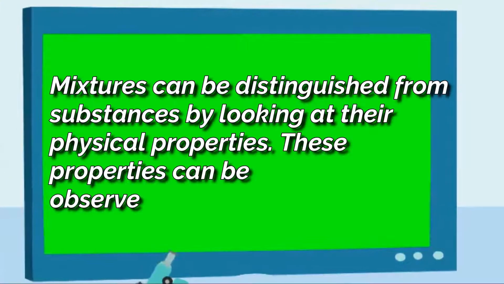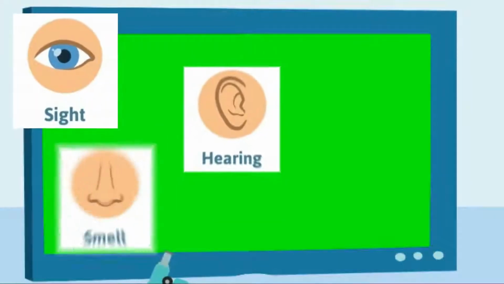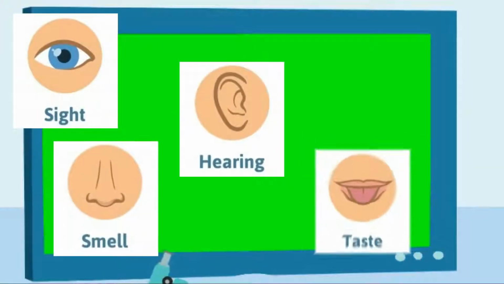How are mixtures different from substances, and how are they similar? Mixtures can be distinguished from substances by looking at their physical properties. These properties can be observed using our senses. Again, what are our senses? These are the sense of sight, hearing, smelling, tasting, or feeling.